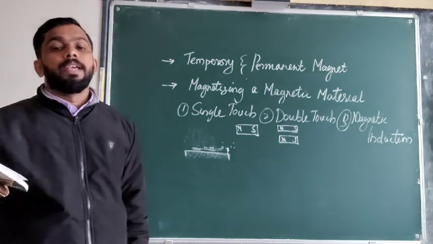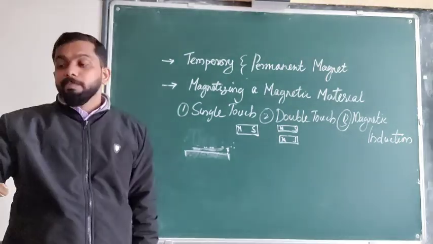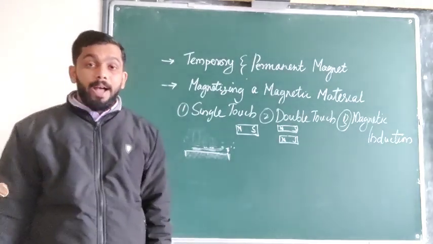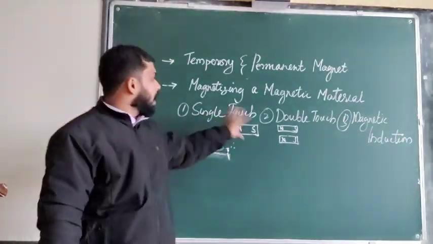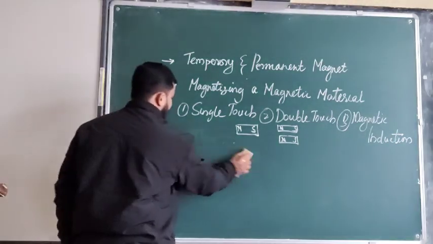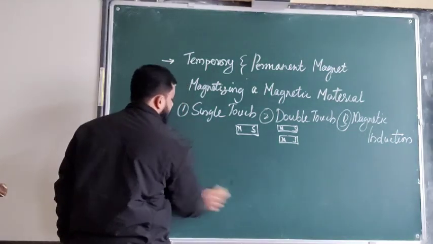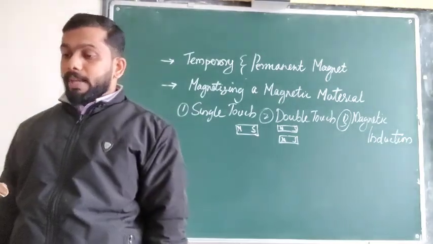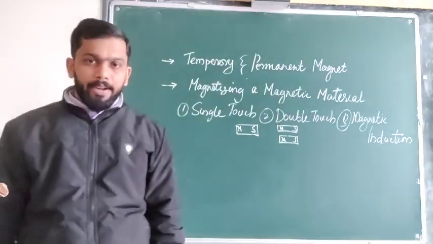The last one is magnetic induction. What is magnetic induction? These two things are how we make a permanent magnet. Now we are going to speak about the temporary magnet. The temporary magnet is made by magnetic induction. You can look at page number 88, activity type.